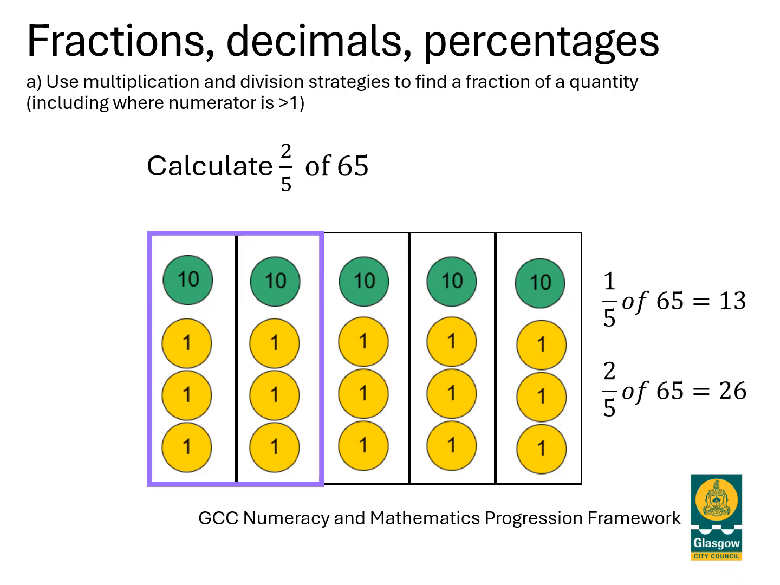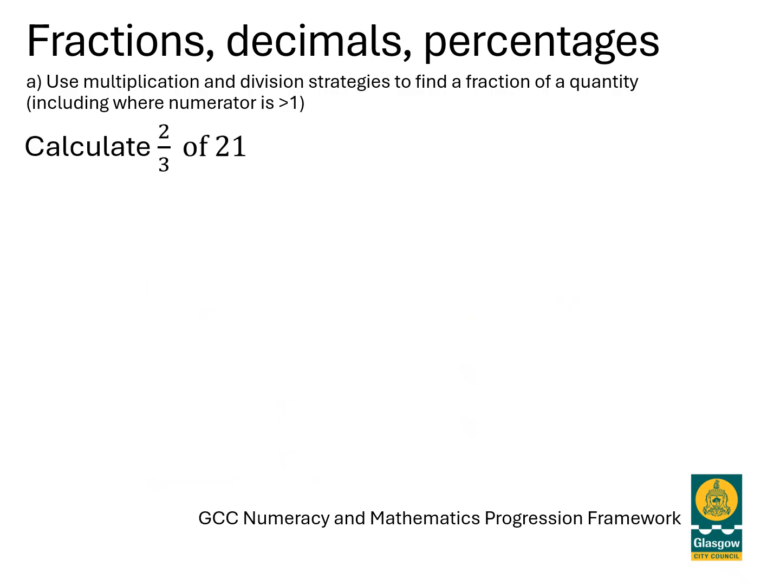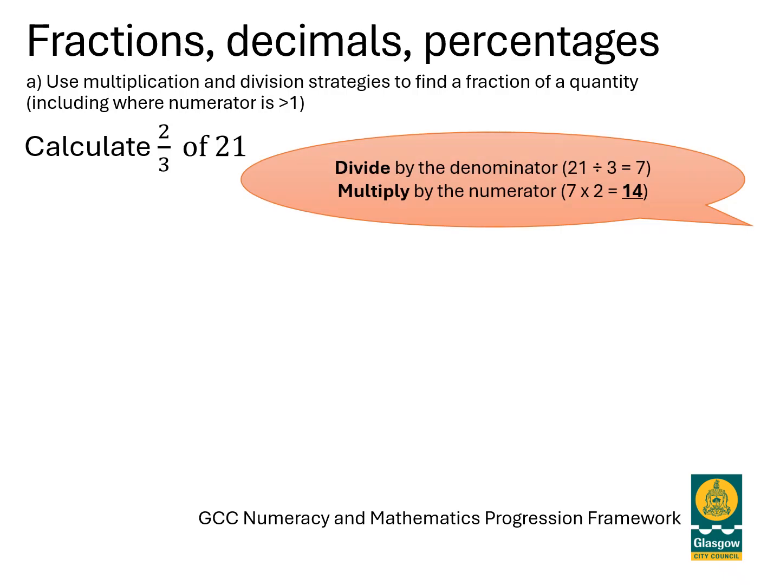Now with lots of practice and lots of examples in concrete and visuals like this, they will be able to start making those links to what we want them to move on to, which is this abstract understanding of process, whereby they know to find 2/3 of 21, they're finding thirds, that means they've got to divide by 3. Divide by the denominator, that's 21 divided by 3 equals 7. That's giving them 1/3, and then multiply by the numerator. So the numerator here is 2. That means 2 times 7, 7 times 2 is 14.